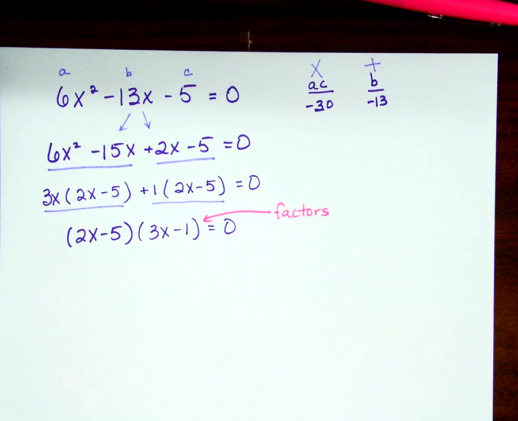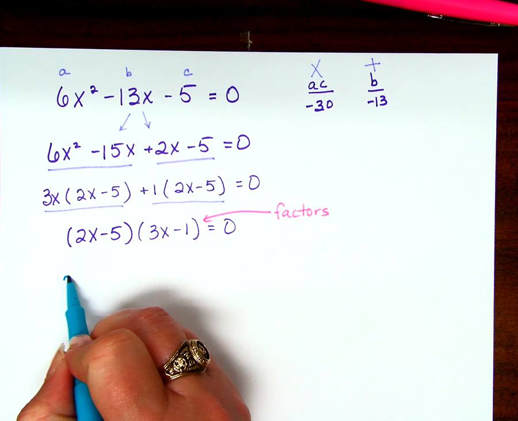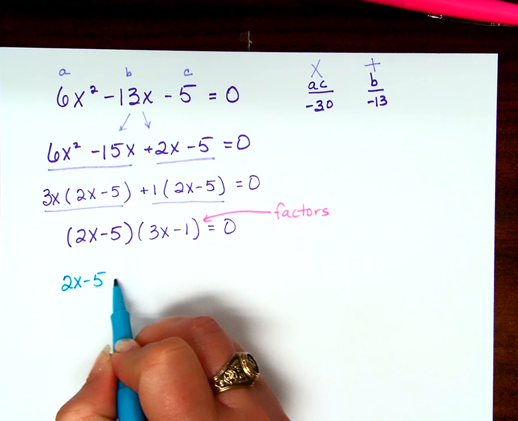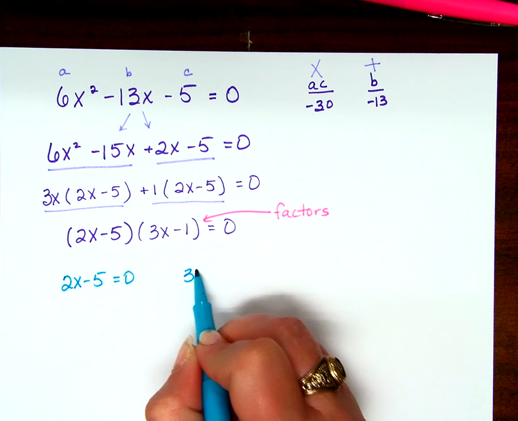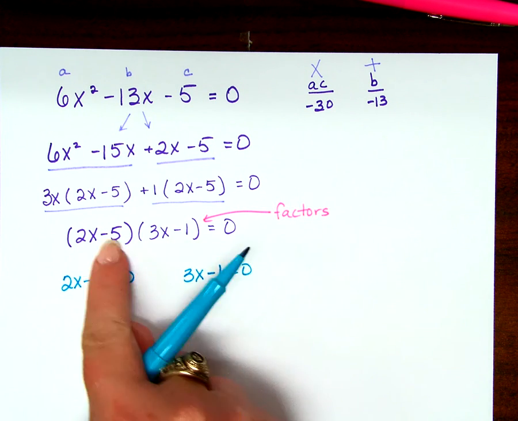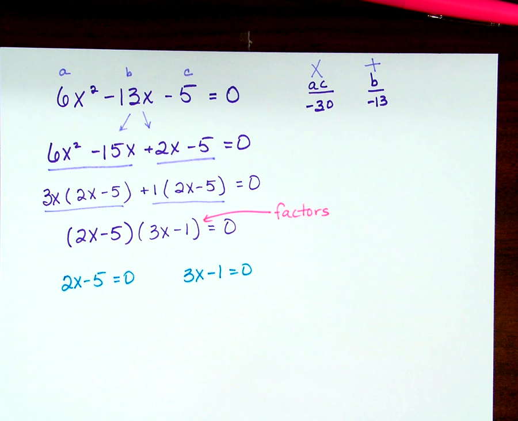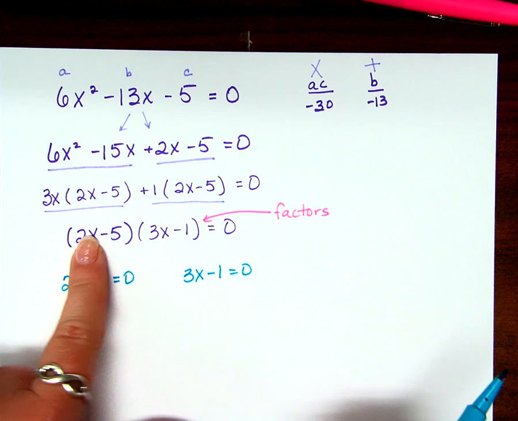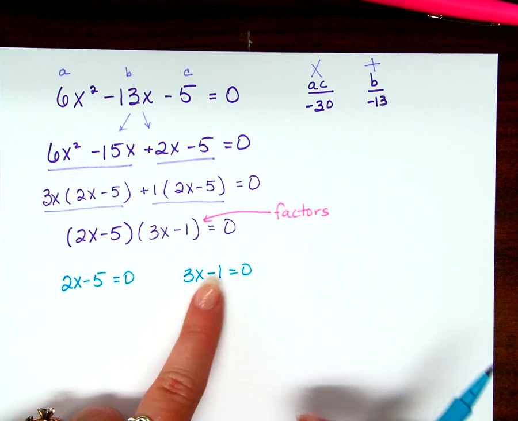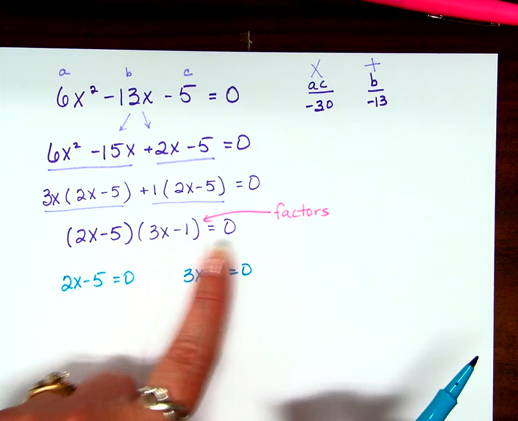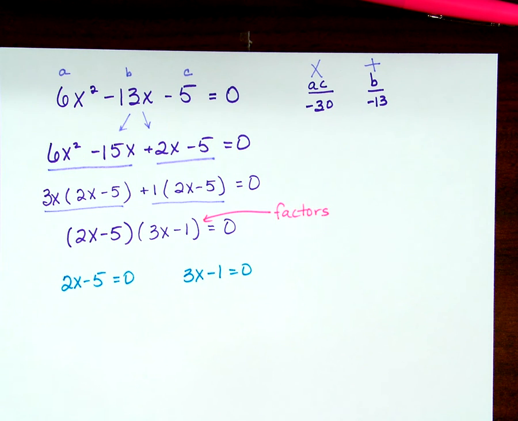So we're not going to chance it, and we're going to set both of them equal to zero, because in fact, they both are able to make that sentence a true sentence. Whatever I get for this, if I plug it in, it'll give me zero. Whatever I get for this, if I plug it in, it'll give me zero. So I have to take both of them into account.